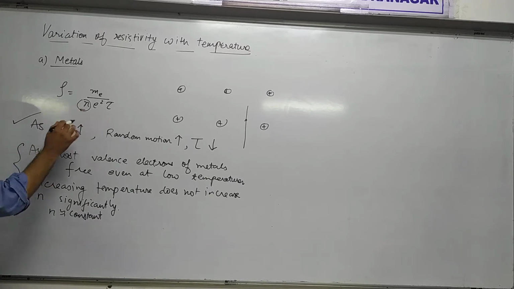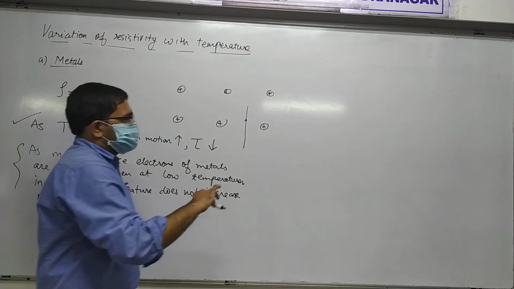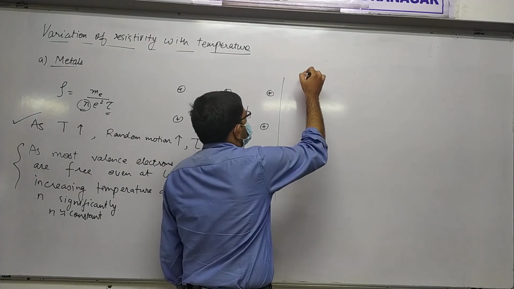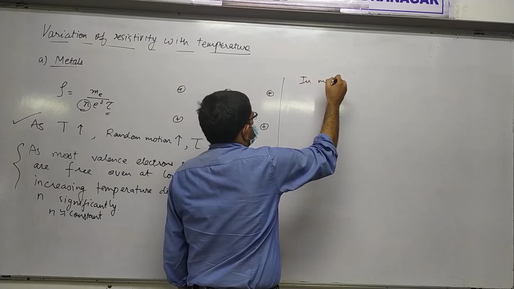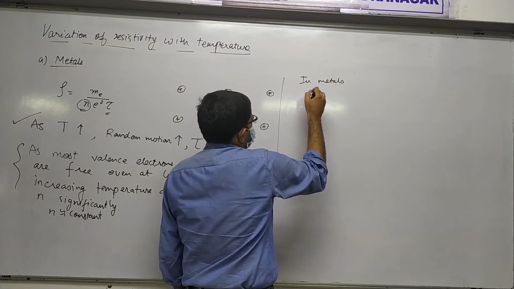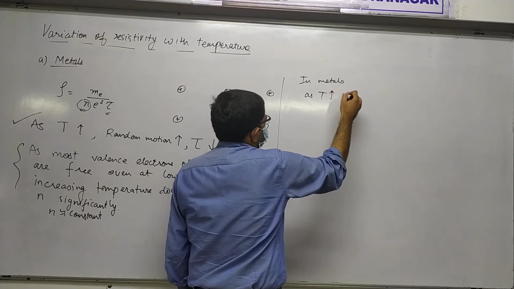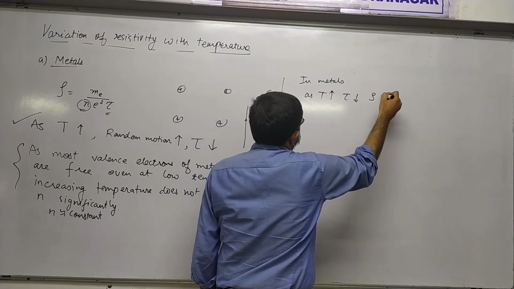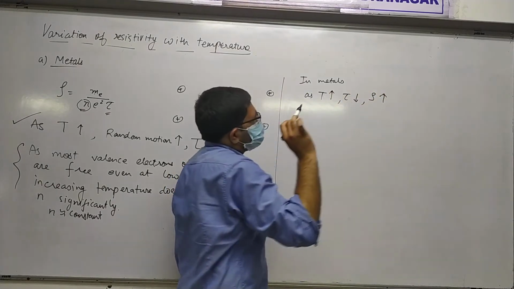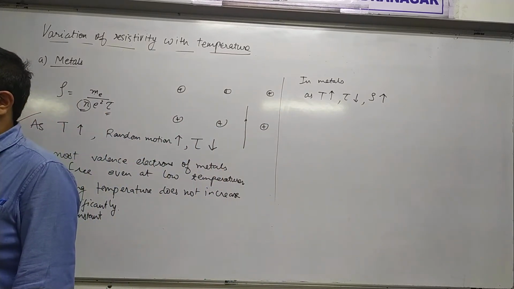Now N is nearly constant. આ બધું તો constant જ છે. So it will depend completely on tau. If you increase temperature, that means relaxation time will decrease, so resistivity will increase. સમજ પડી ગઈ ને? So let's write it here. In metal, what happens? As T increases, tau decreases, and that's why rho increases. A simple logic. આટલું તમને યાદ રહેવું.